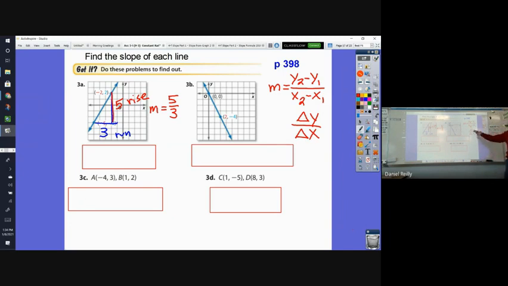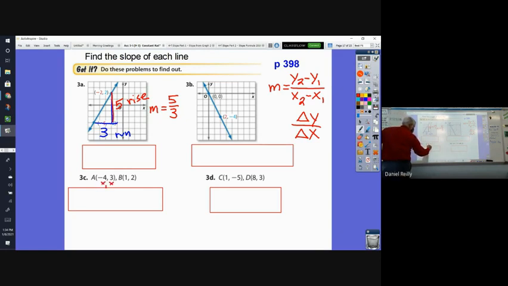You can, because the change in something is always the difference between the two things. So yeah, you could. You don't have to write the formula out. All right, so this problem 3C, what's the slope between these 2 points with no graph? We'll use the slope formula.